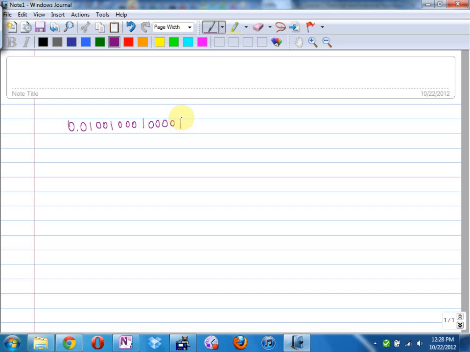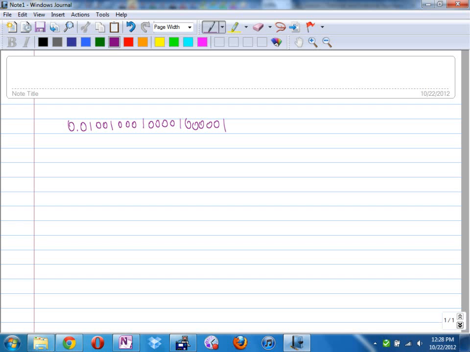0.010010001000001. Is there a pattern? I think there is. What's coming next? 2, 3, 4 zeros, 5 zeros, and a 1. Is the same group of numbers repeating over and over and over? No, because you're always getting an extra 0.